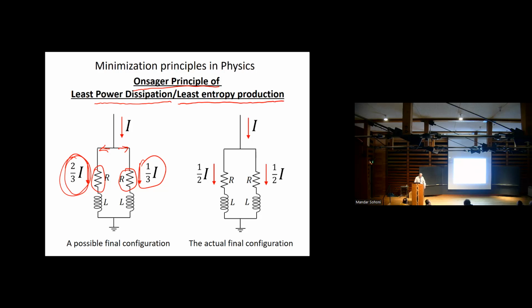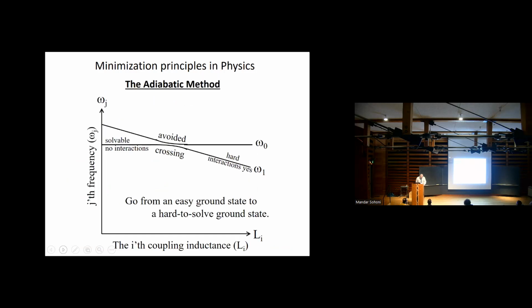But he made it very general, with different sources of energy, not just voltage, but temperature gradients, density gradients, and so forth. And a lot of that was what he won the Nobel Prize for. This principle, though, is a bit controversial. Let me give you another thing that is commonly used, and that is the adiabatic method.